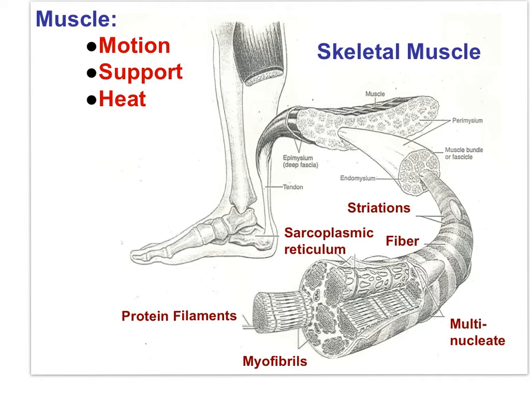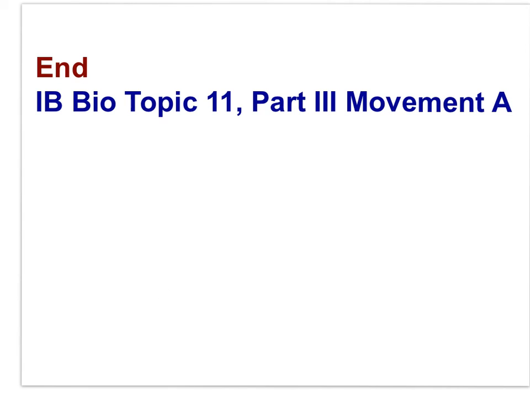Here is another image of muscle in cross-section. Here is the bundle, and here is the fiber. Notice the striations on the fiber, the one cell. Within the long cell are protein filaments that are packed into groups known as myofibrils. Let's move on to Part 4, Movement B, to better understand muscle cell anatomy, including all the vocabulary that's involved. And that brings us to the end of IB Bio Animal Physiology, Topic 11, Part 3, Movement A.